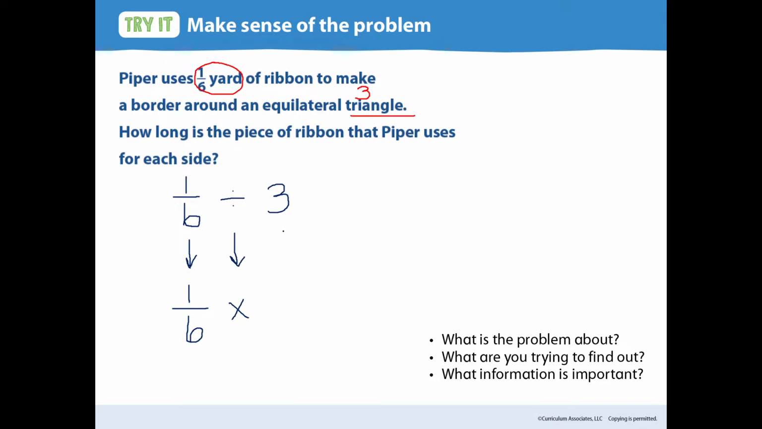And then we are going to flip the 3 upside down. Now, if we think about the 3, 3 is the same as 3 over 1, 3 whole numbers. Oops. Erase that part right there.